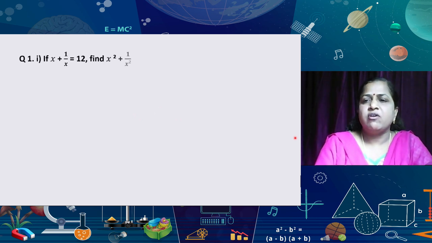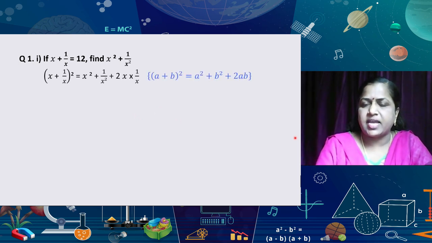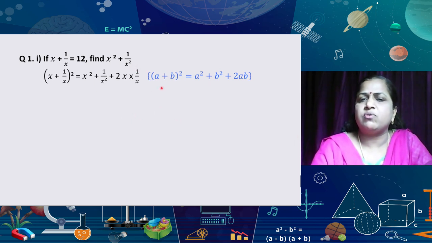First, if x plus 1 by x equals 12, find x square plus 1 by x square. We can apply the identities we have already studied, the identity a plus b the whole square, that is a square plus b square plus 2ab. Here a is x and b is 1 by x. We have to find x square plus 1 by x square. So a plus b the whole square, that is x plus 1 by x the whole square, equals x square plus 1 upon x square plus 2x into 1 by x, that is 2ab.